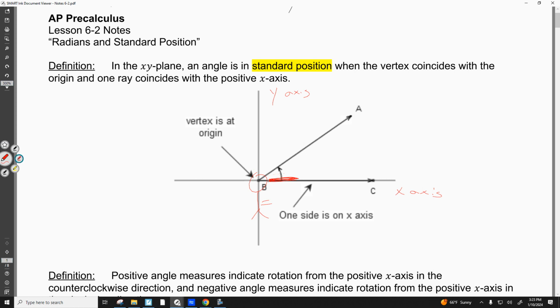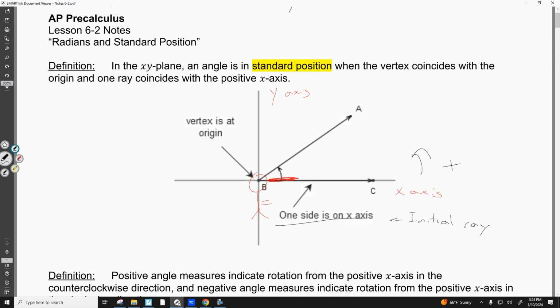Now, for everybody's 60 degrees to be the same, we will keep our initial ray on the x-axis. This is called an initial ray. This is like the start of our angle. If we put our terminal ray, our ending ray, on top of our initial ray on the x-axis, that's an angle of 0. If our terminal ray goes counterclockwise, we are adding to our angle.